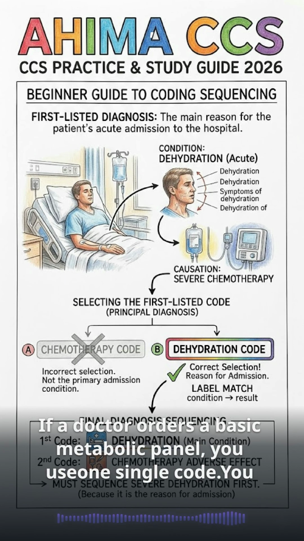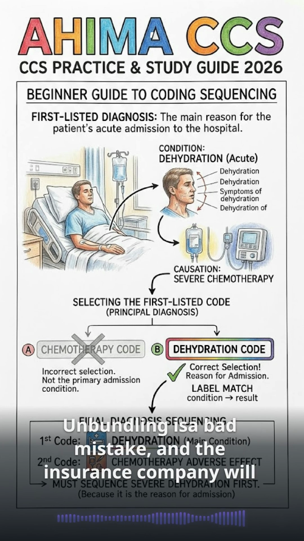If a doctor orders a basic metabolic panel, you use one single code. You should never unbundle a panel into many small individual blood test codes. Unbundling is a bad mistake, and the insurance company will reject your claim.